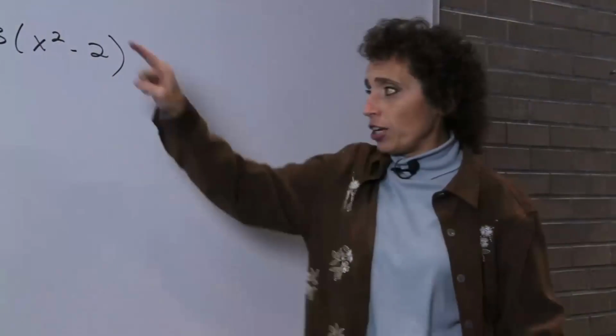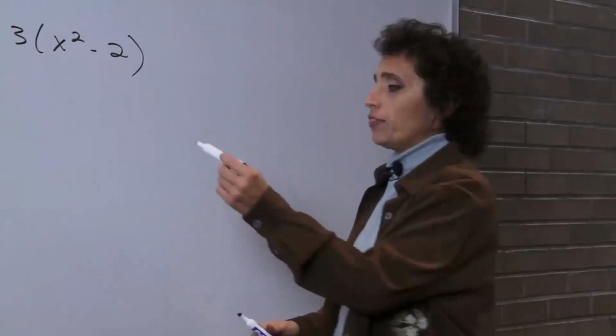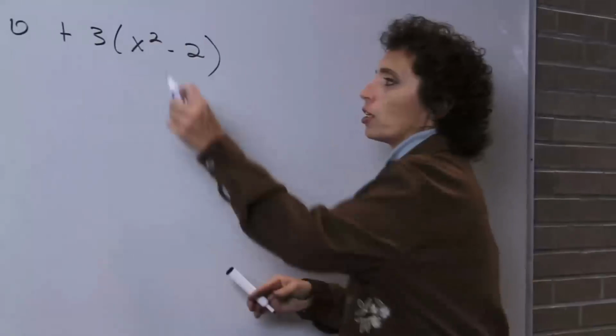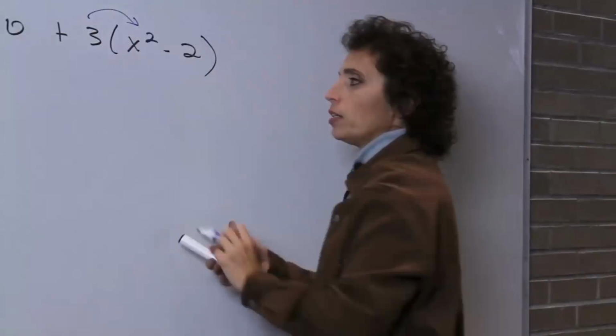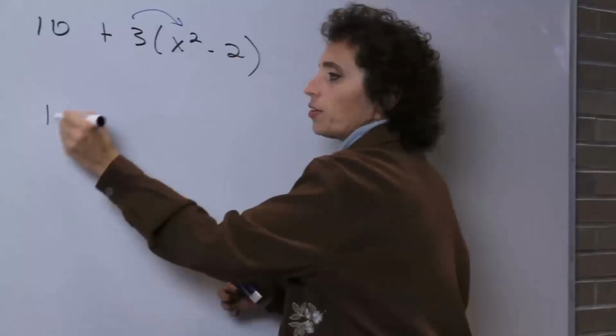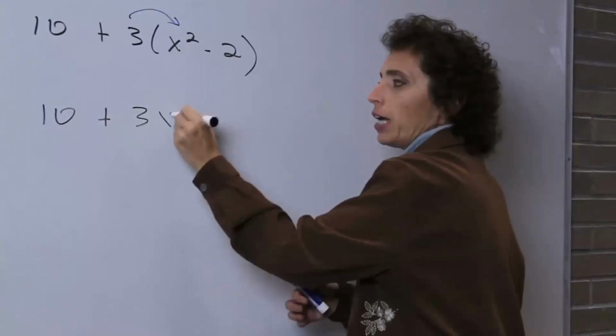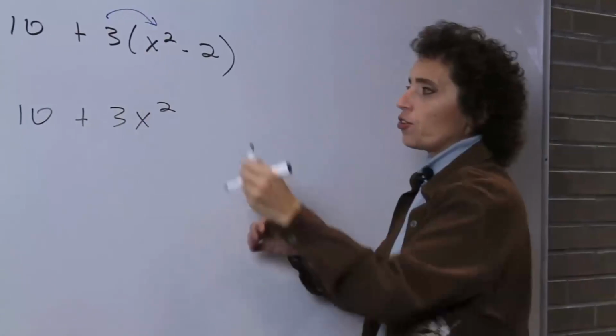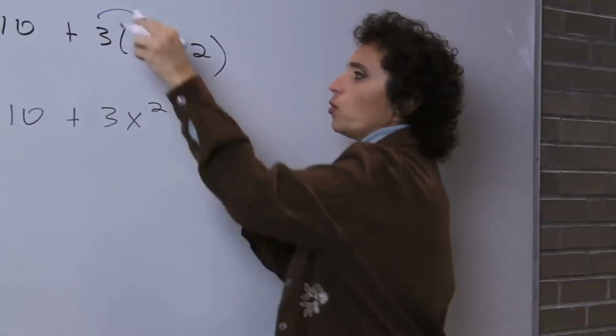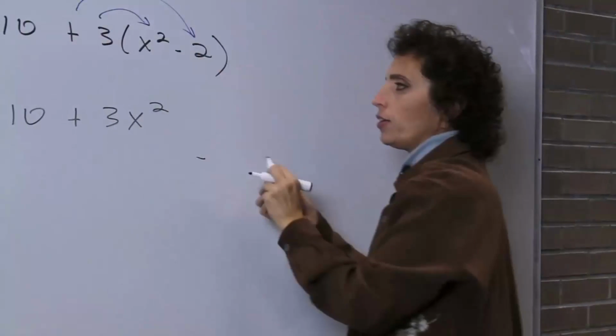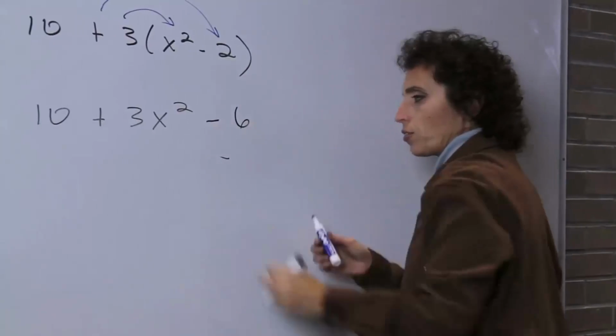Then I look for multiplication. I do have multiplication. I have to distribute. Okay, so I'm going to distribute the 3 to the x squared, and here we go. We have 10 plus 3x squared, and then I distribute that positive 3 to the negative 2. A positive times a negative is a negative 6.